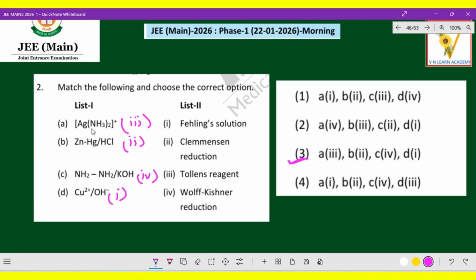See, this is very interesting. Tollens' reagent, what purpose are we using it for? To identify aldehyde. Clemmensen reduction and Wolff-Kishner reduction both convert carbonyl compounds into alkane. Clemmensen reduction is in an acidic medium, and Wolff-Kishner reduction is in a basic medium. And Fehling solution is also used to identify aldehyde. I hope you got that clarity. Very interesting and simple question, and this will help you for the board also, because you may get such questions in the board.